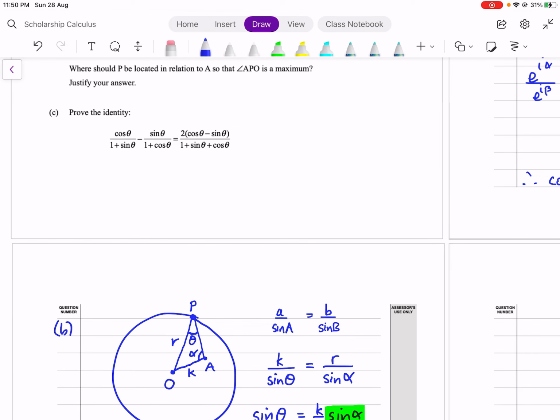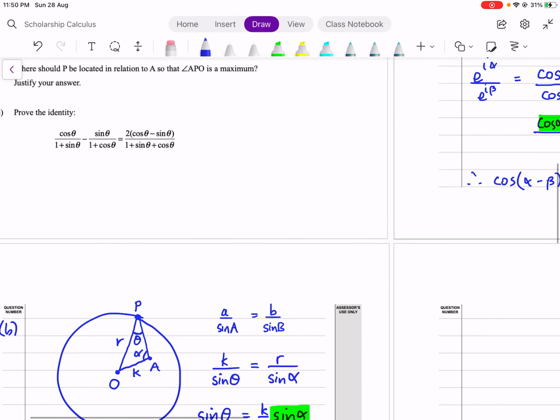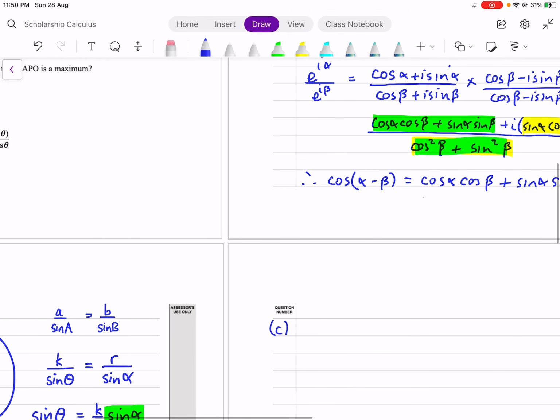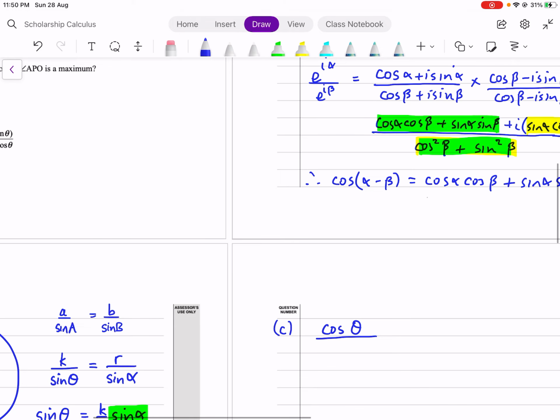Okay, the third part. Every few years they give you a beast of a trig identity in scholarship. If you haven't solved basic trig identities, and this is probably not one where you learn the art, but by all means follow through and see if you can make sense of it.